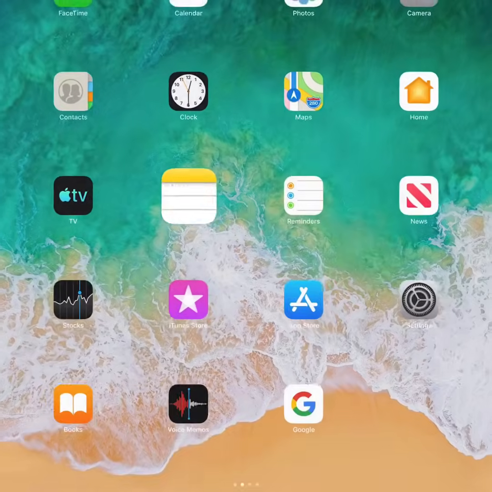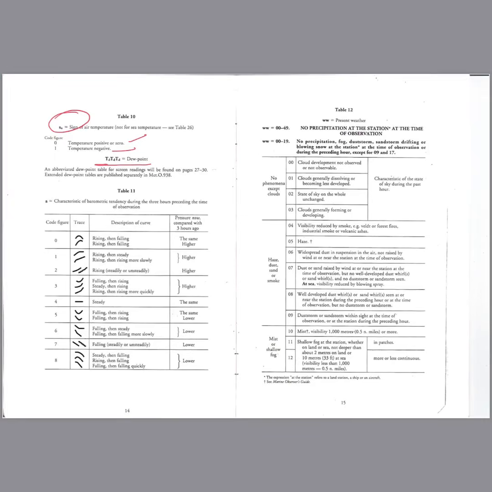So again, if you go into the relevant table, if you don't know how I'm getting all these values from, you can see that over here I've got the characteristics of the barographic tendency, where these numbers tell you what the tendency is. Then here table number 12 gives me the present weather. You can see WW written here, and again you just have to go as per the number and find out what each of them stands for.